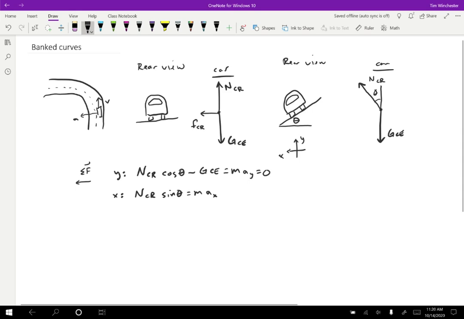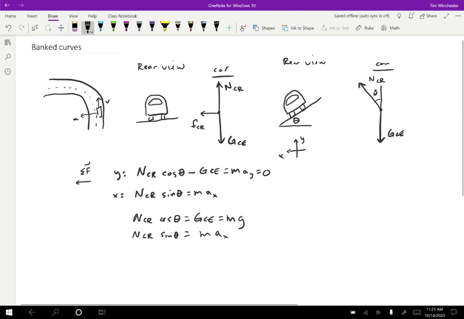Okay. So solving the Y equation, I have N_CR cosine theta equals F_GCE, which is just going to be equal to the mass of the car times gravity. So if I know the weight of the car and the angle, then I know the normal force. And then on the second equation, I have N_CR sine theta equals mass times acceleration in the X direction.